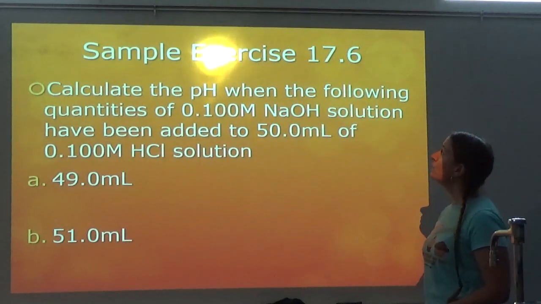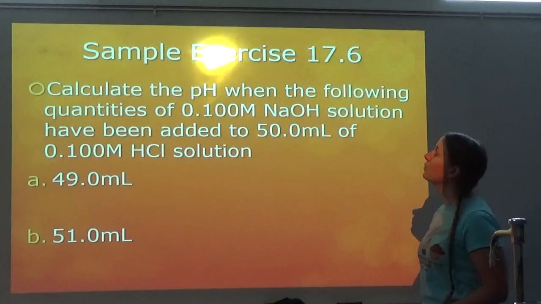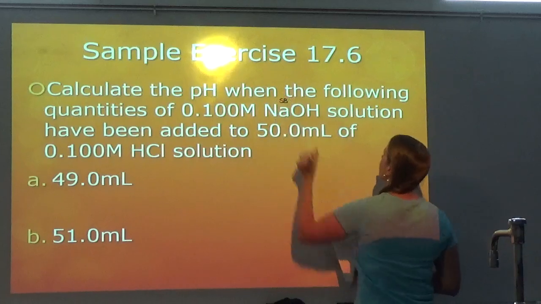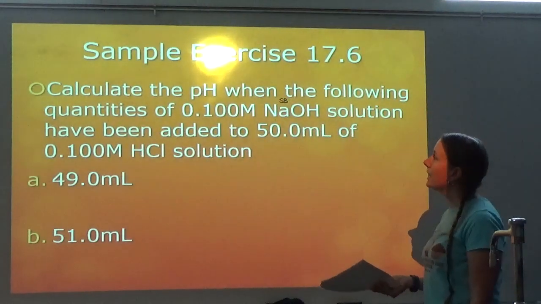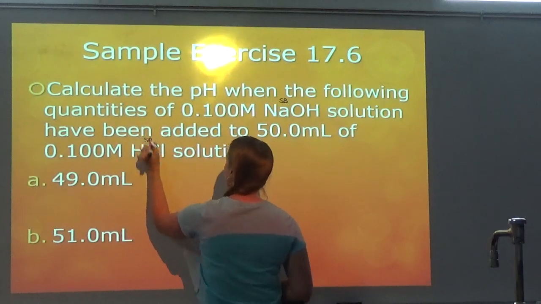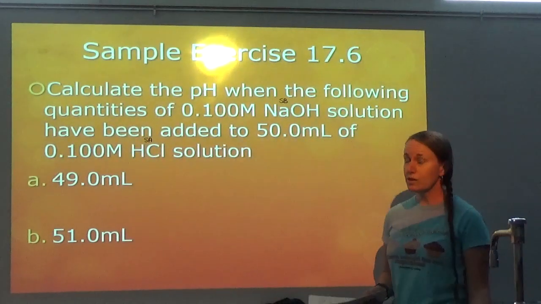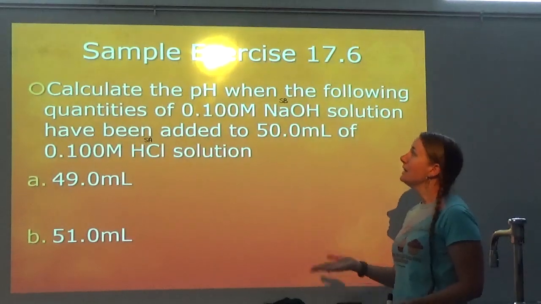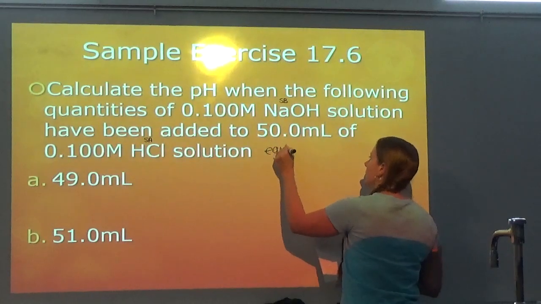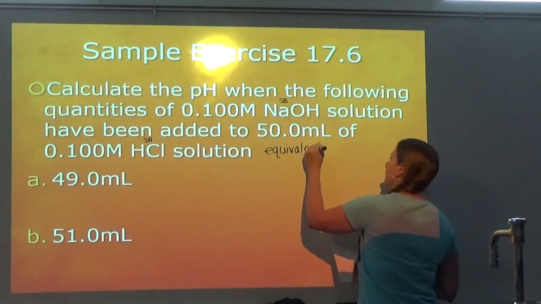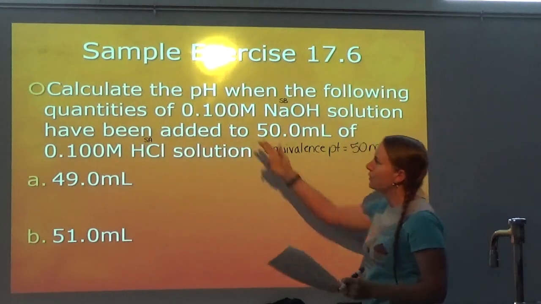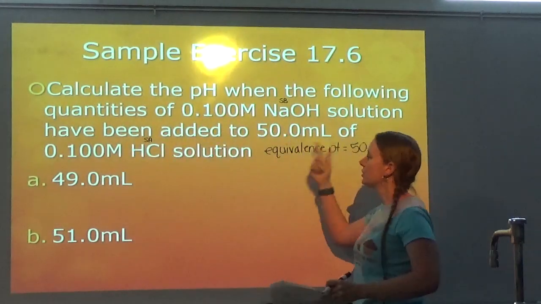So it says calculate the pH when the following quantities of 0.1 molar NaOH, so that's a strong base, solution have been added to 50 milliliters of 0.1 molar HCl, that's a strong acid solution. Alright, so I know I have strong. I can clearly see that since the molarities are the same, the equivalence point would be at 50 milliliters. Since both of the molarities are the same, the volumes just need to be the same.